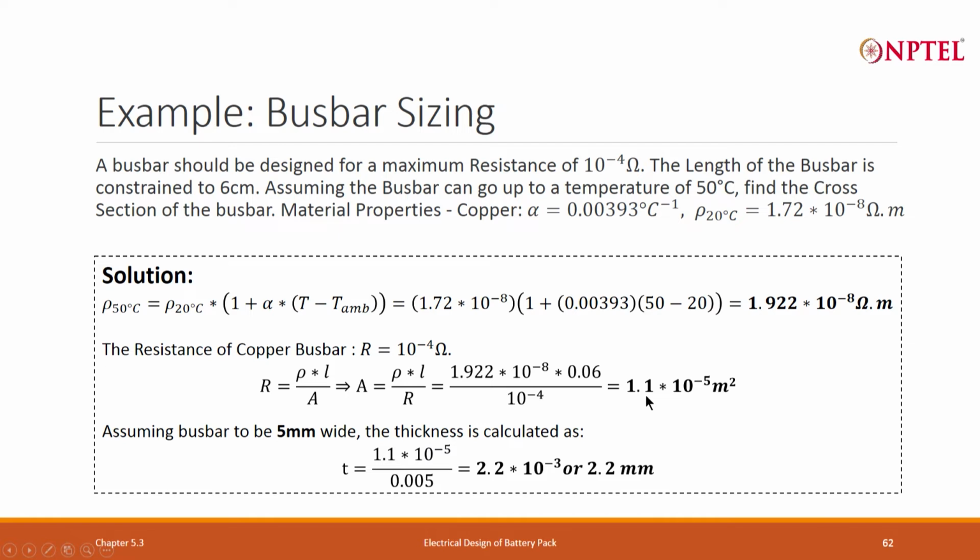Now, the area of cross section A consists of width and thickness, both are important. If the thickness is high, we cannot weld or join properly through welding. If the width is very high, we may not be able to accommodate it. But width can be seen from the packaging of the cells. We know this much space I have at the cathode and this much space I have at the anode.